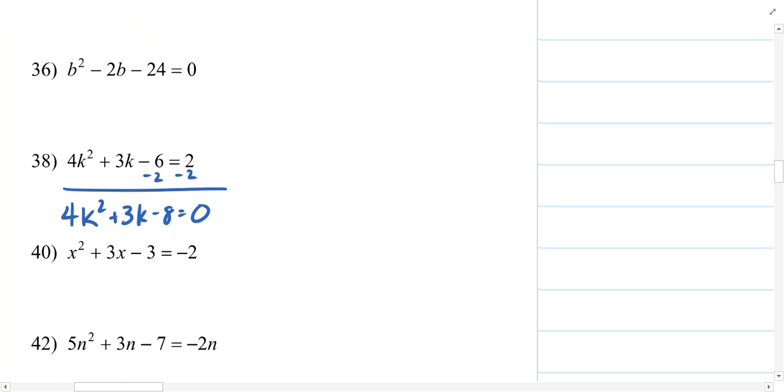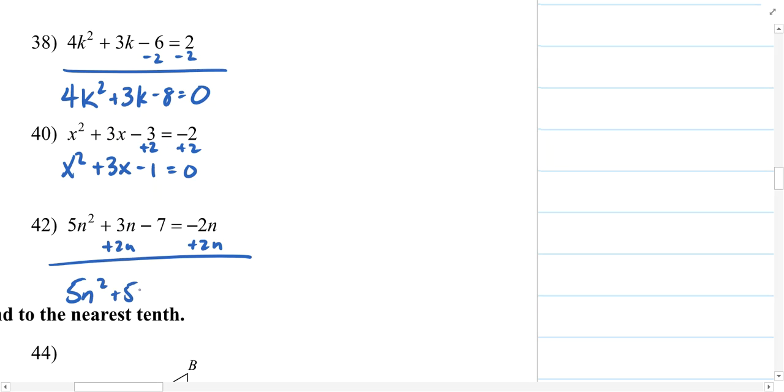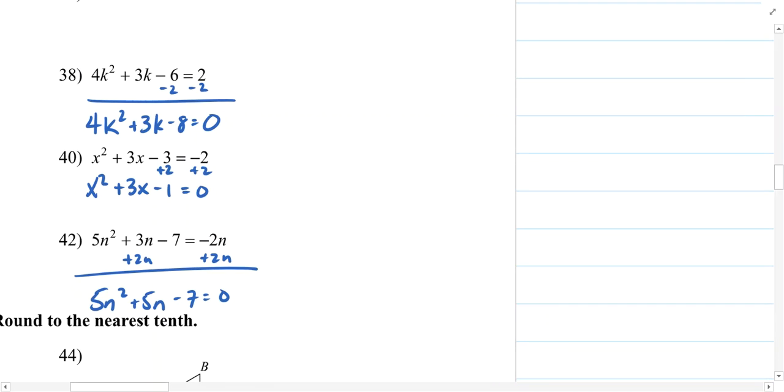So again, we've got a quadratic equation here. We have one here. Oops, I have to add 2. I almost made a mistake there. I'm adding 2 to both sides, so that leaves me with minus 1. And in this last example here, I'm adding 2n to both sides, and that leaves me with 5n squared plus 5n minus 7 equals 0.